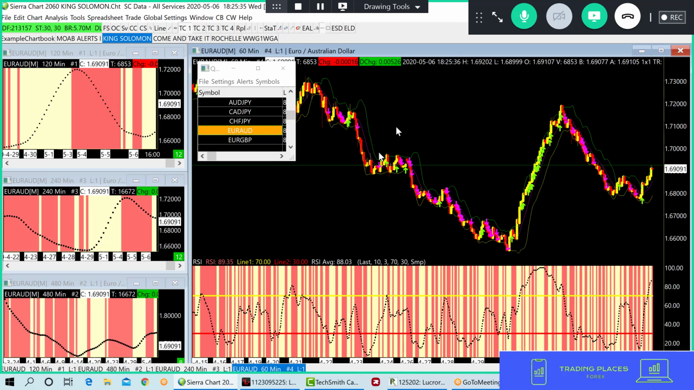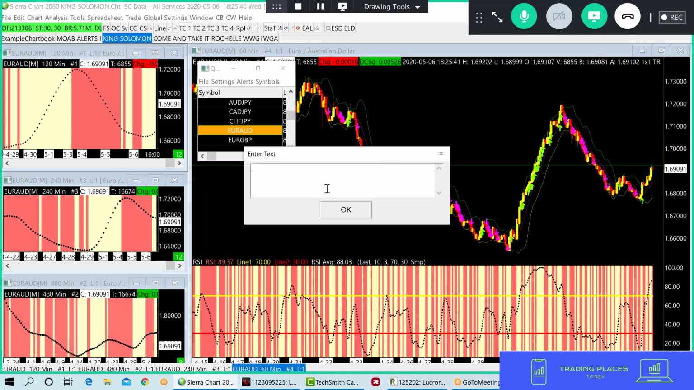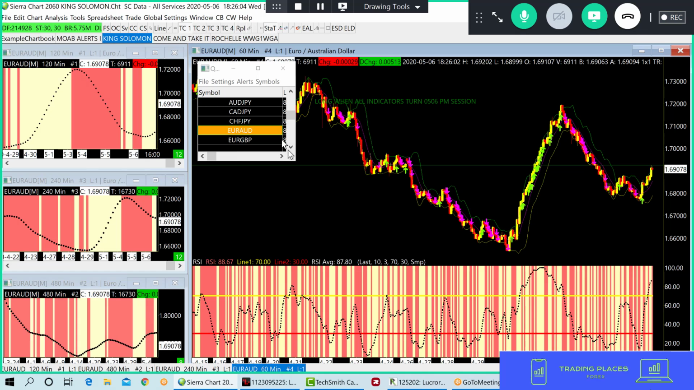I'm going to put the money here. I'm going to lean on the king. I think the king is saying when indicators turn long, all right. Let's do two more and then we'll go scalp.